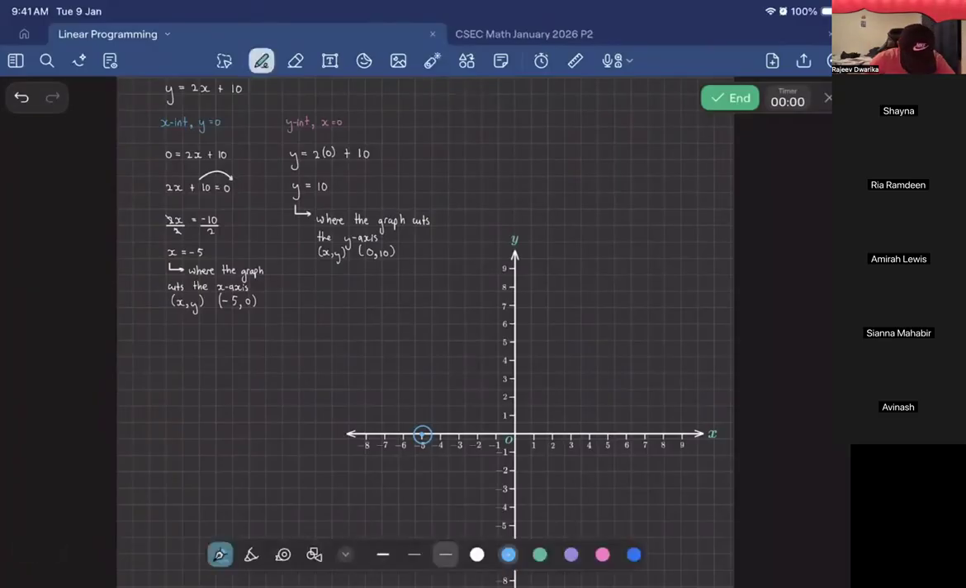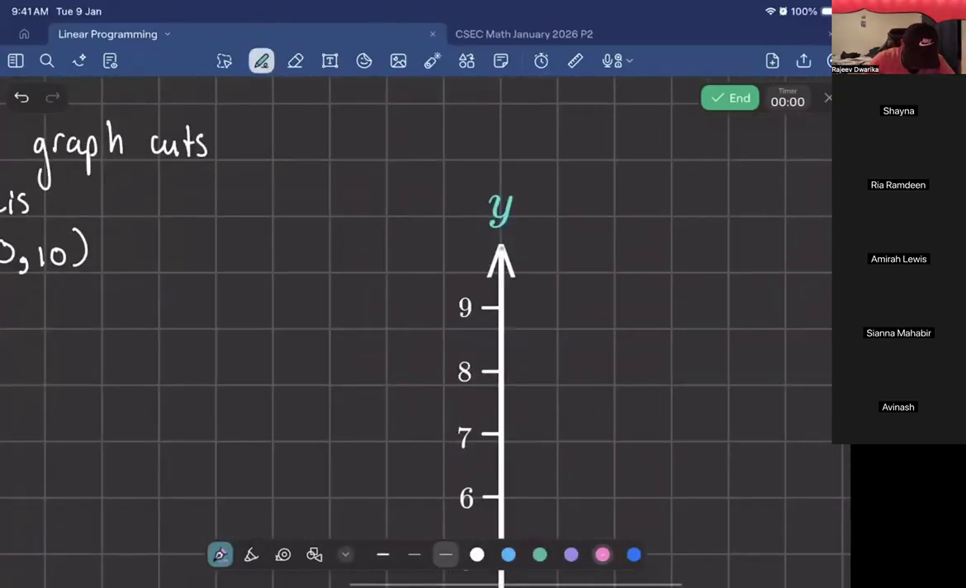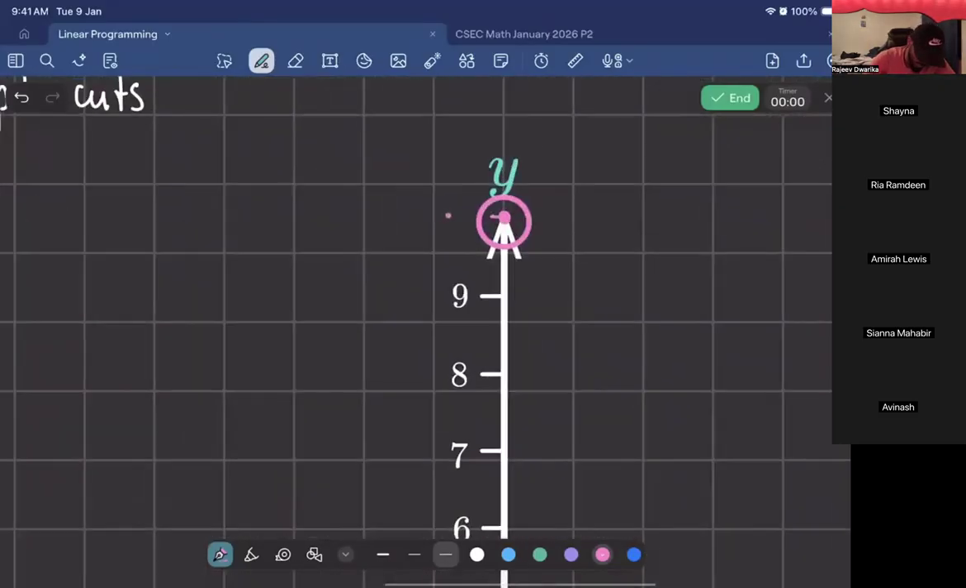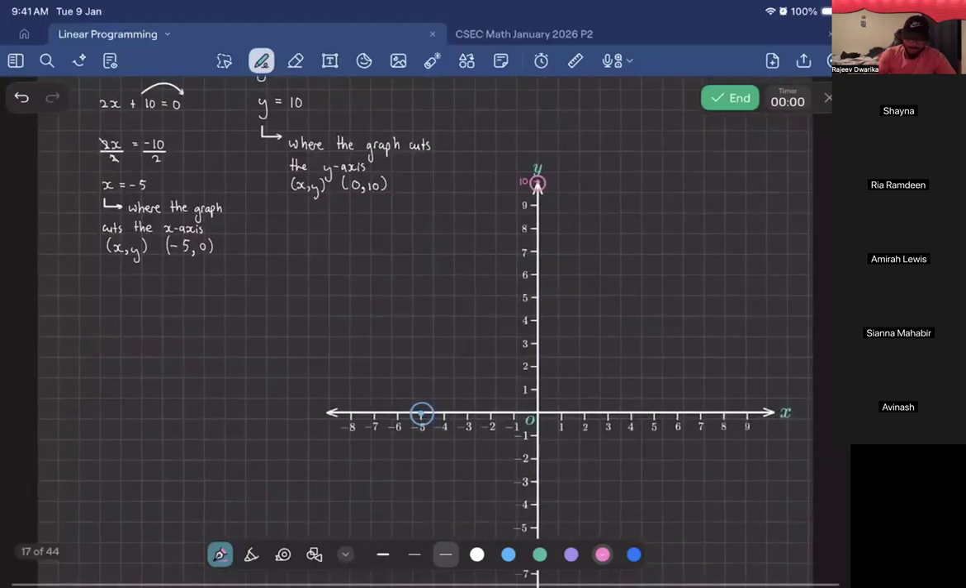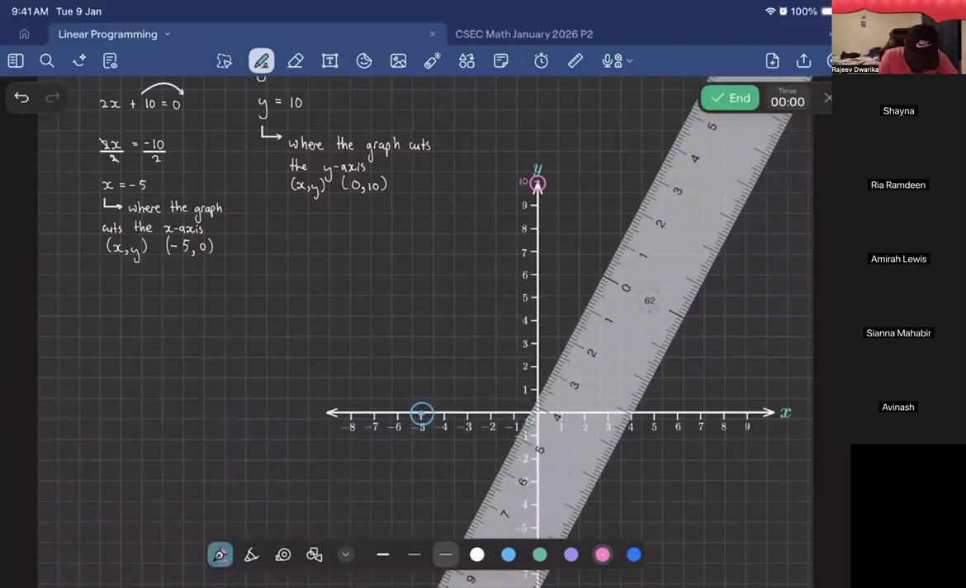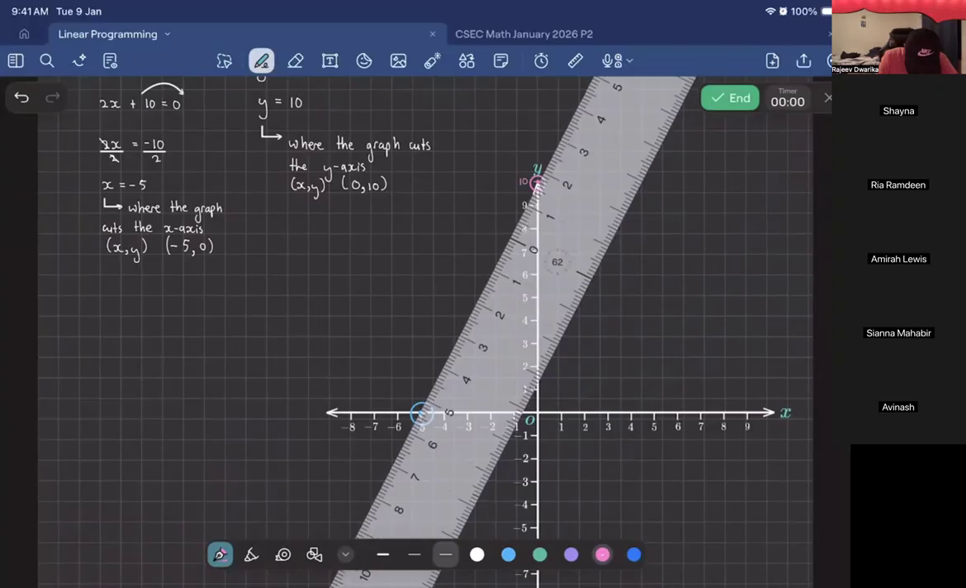And where does the graph cut the y-axis? At 10. I'm going to pretend there is a 10 over here, because imagination is a good thing, and I'm going to put a circle over here and call that 10. Are you seeing 2 points? Yes, sir. If you have 2 points, what can you draw? A line, right? It's real simple. I'm just going to take my ruler and draw a line. That's it. It's not harder than that.